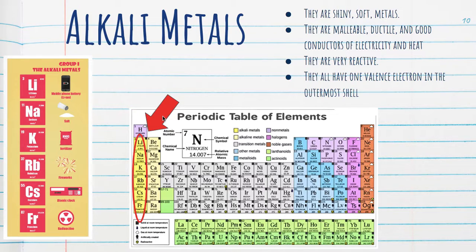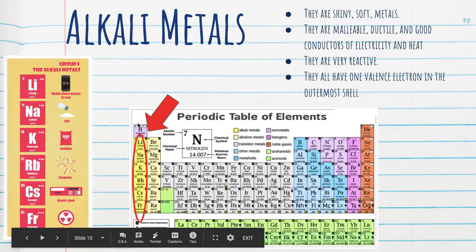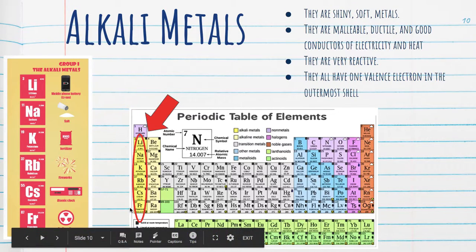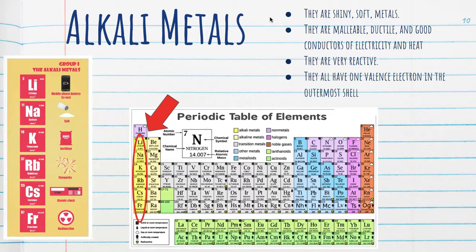starting with the alkali metals, which are all in group 1. It's group 1 with the exception of hydrogen. So you'll notice hydrogen is up here. It's a different color because it belongs to nonmetals. The alkali metals in this column here are shiny soft metals. They're malleable, ductile, and good conductors of electricity and heat. They're very reactive, and they all have 1 valence electron in the outermost shell. So in their outer orbital, they'll have the same number of electrons. In this case, it's 1.